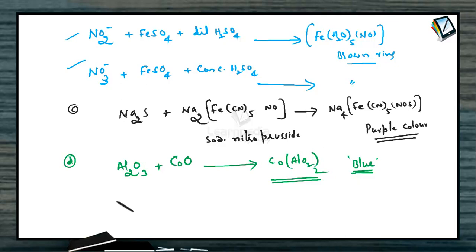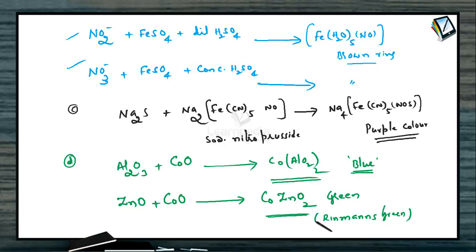Similarly, zinc salts on heating give zinc oxide, and the cobalt nitrate which is added becomes cobalt oxide on heating, to give cobalt zincate, CoZnO2. This cobalt zincate is the substance responsible for the green color and is called Rinmann's green. Thus, for zinc salts, we generally carry out the green ash test, and for aluminium salts, we carry out the blue ash test. Thus, D is also right.